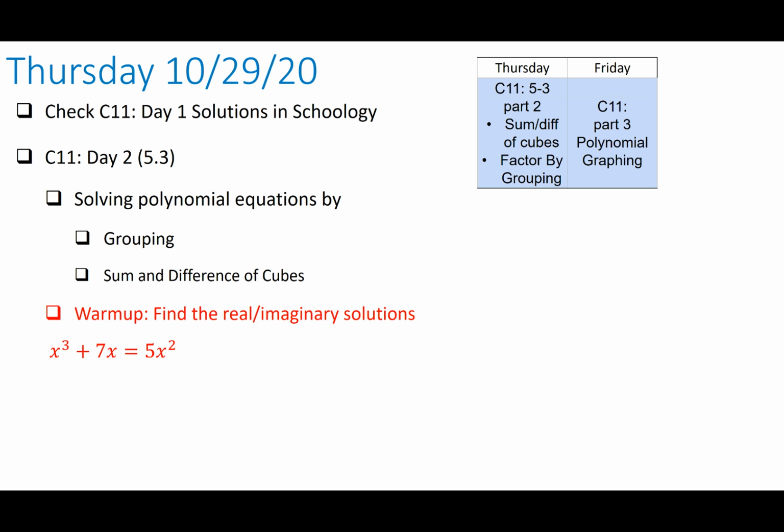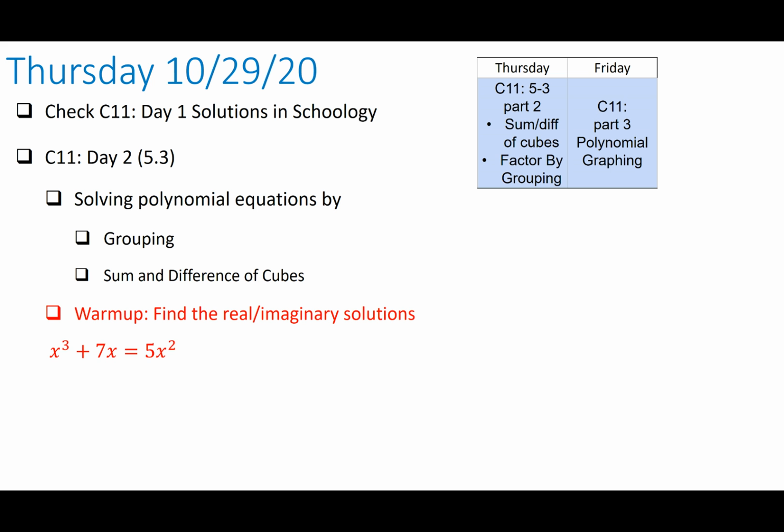All right, let's go ahead and talk about this. So today we're going to do concept 11, day 2. Now we're going to look at solving polynomial equations by grouping and then also sum and difference of cubes. Yesterday we talked about the difference of squares. We're going to add on today and work with cubes, and we're going to do sum and difference of cubes.